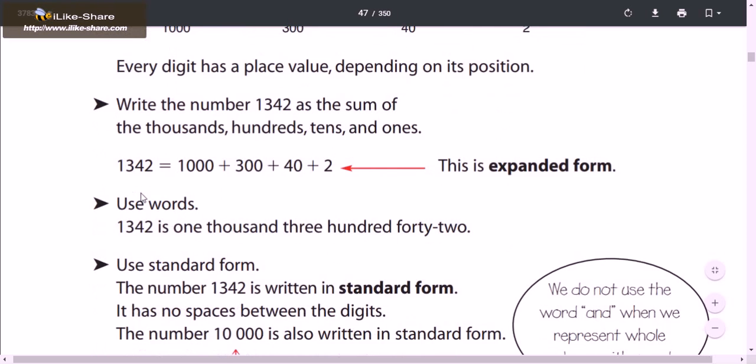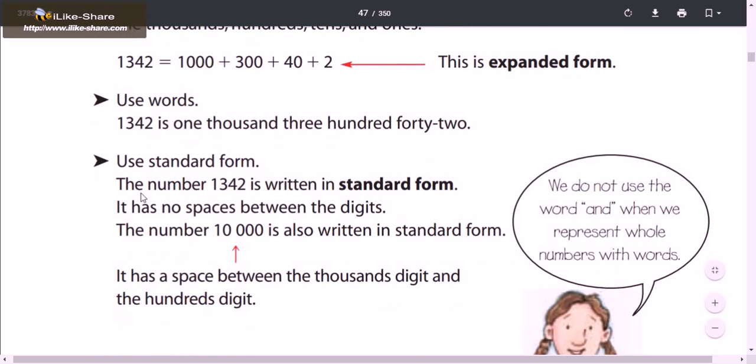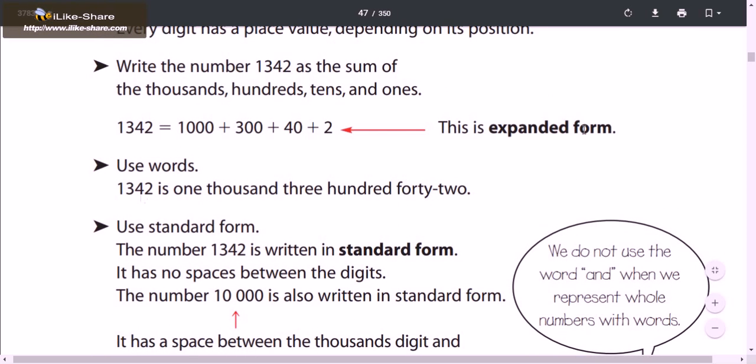The third way is using expanded form. Now, expanded form is when I take my whole number and I expand it out like this. And how I do this is really, really simple. I look and I say 1,000, so I write immediately 1,000. I put a little plus sign because I'm adding another number to my number here. Then 300, so I write 300 there.